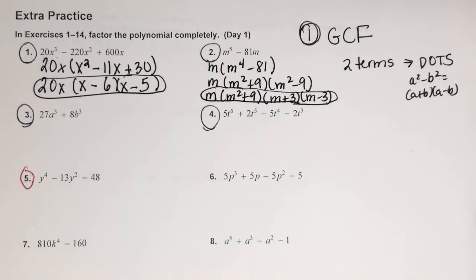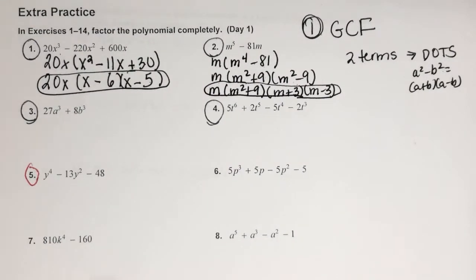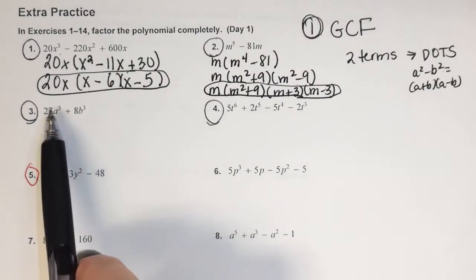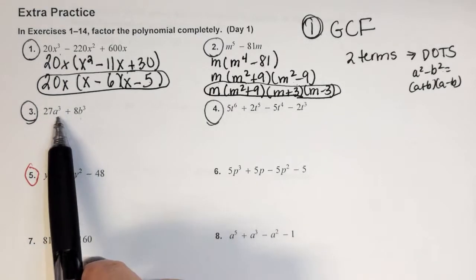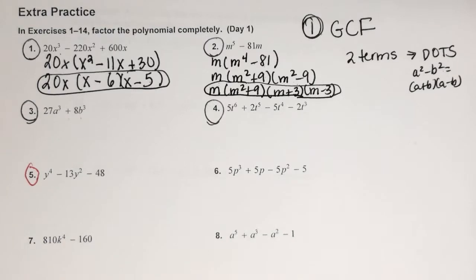Okay, number 3. Look at the type. This is the sum of two, not squares, but what? Cubes, right. Try it on your own now. Let's go.